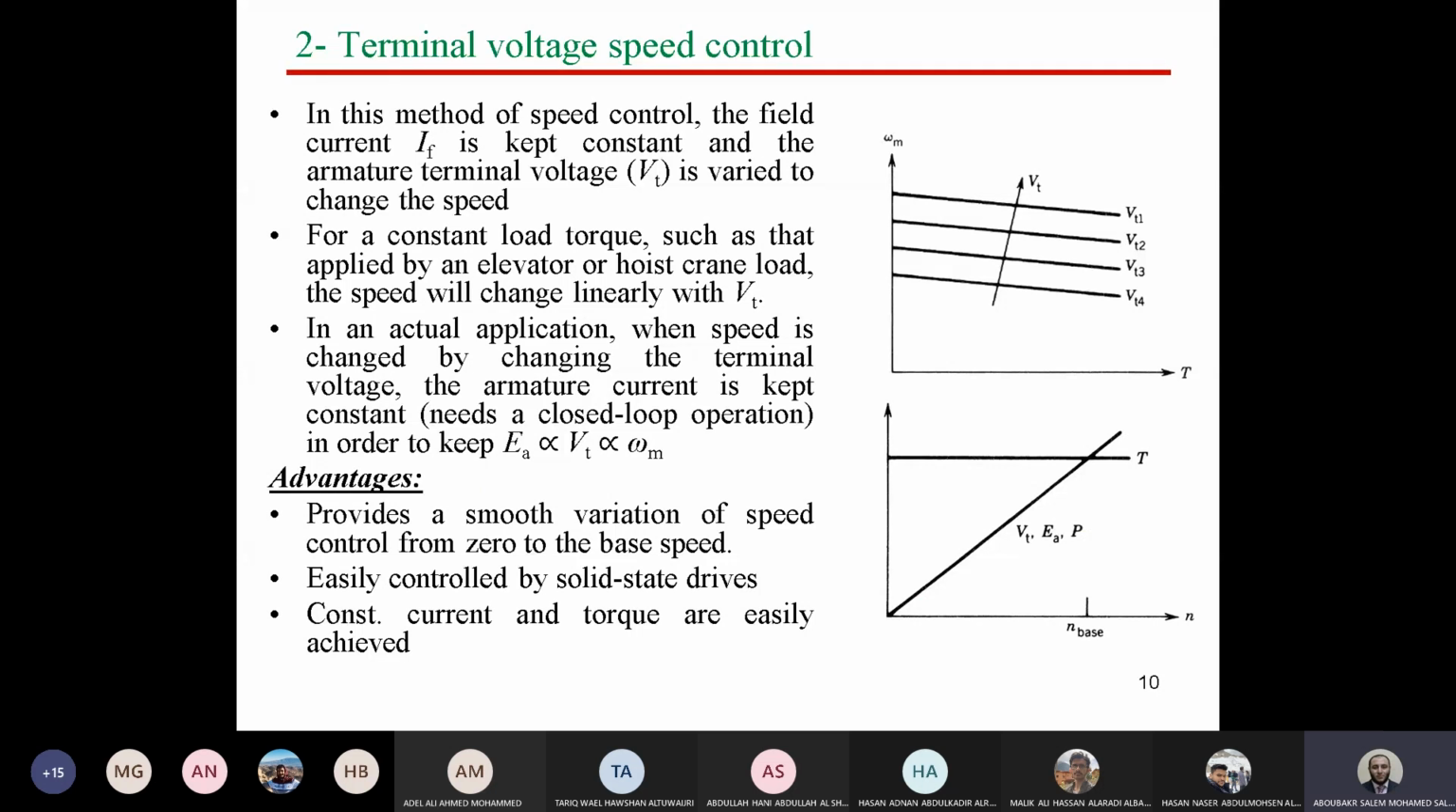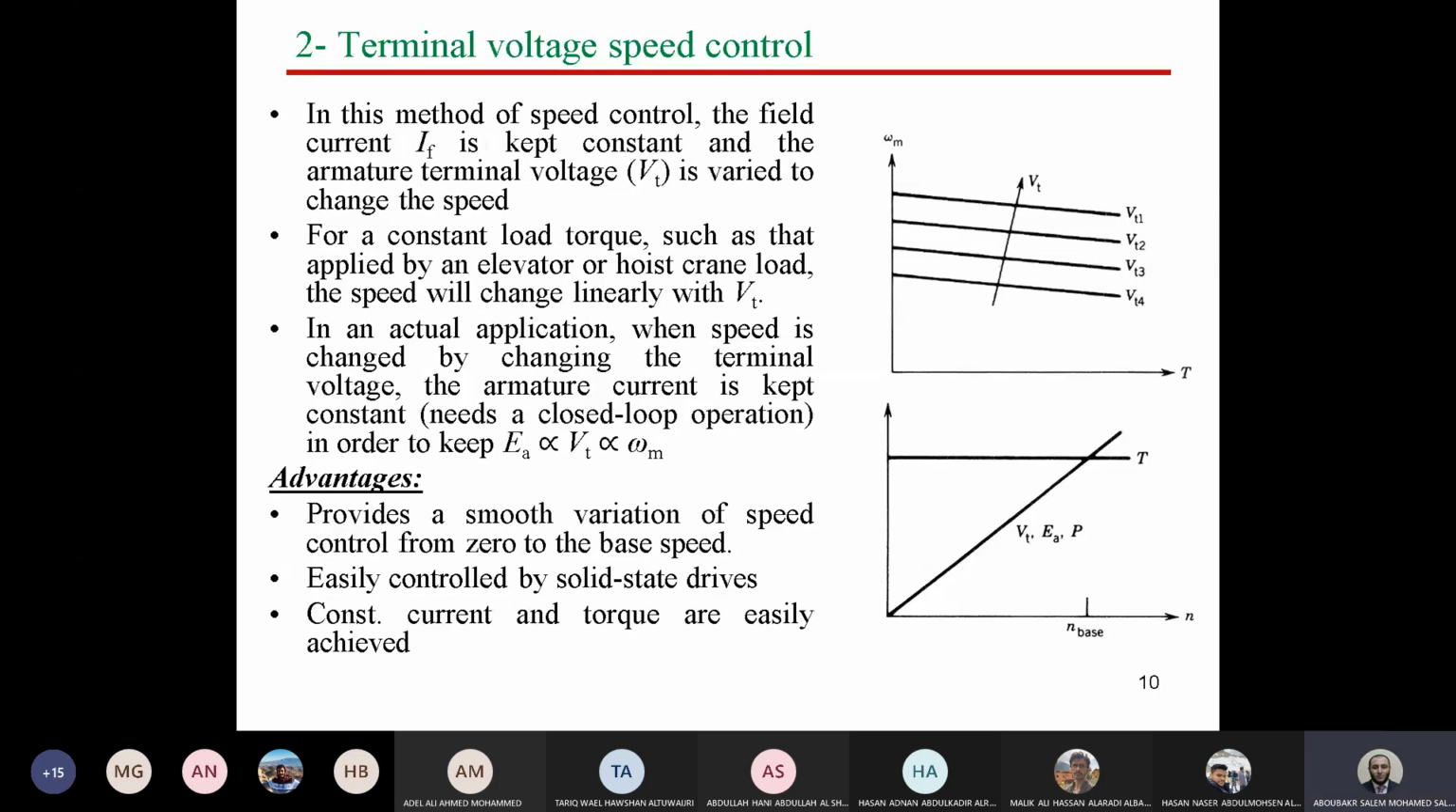Next technique, guys, is the terminal voltage speed control. And this is the most used in industry. This is the field one. These are the two most used techniques in industry in electrical drive systems with power electronics.